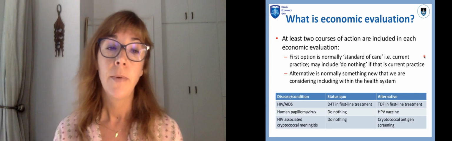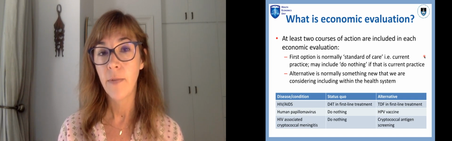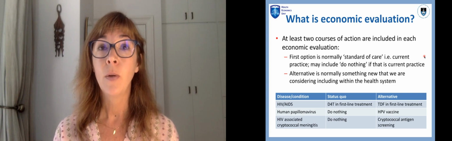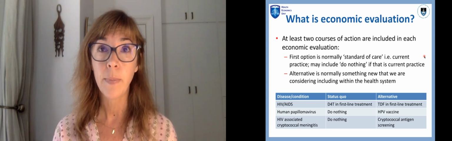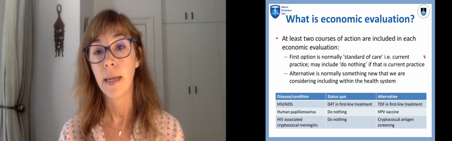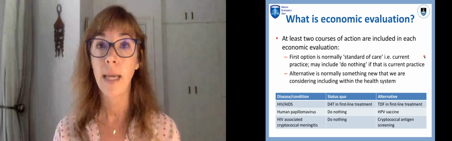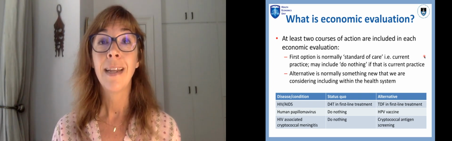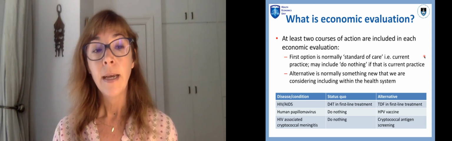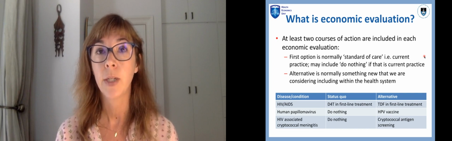So it is important to realize that at least two courses of action need to be included in each economic evaluation. Often an economic evaluation will be 3 or 4 or 5 courses of action, but the minimum is 2. And normally you define a baseline or your first option, and that would normally be standard of care, whatever the current practice is within the particular health system where the evaluation is being done. And sometimes current practice may include do nothing. However, do nothing is not necessarily associated with zero costs or zero outcomes. But if nothing is being currently offered for the particular condition, then do nothing is the appropriate standard of care. And then we introduce an alternative course of action, and that is normally something new that we're considering including within the benefit package or within the health system.